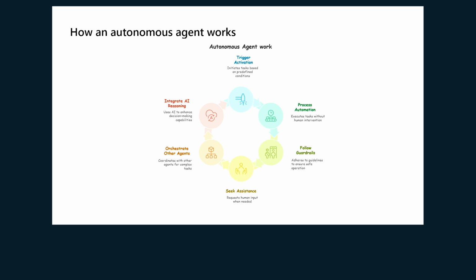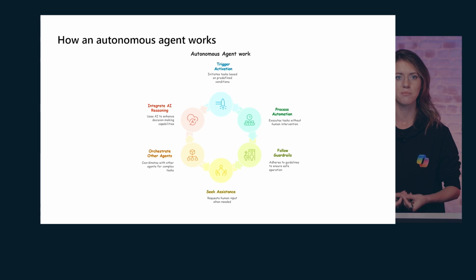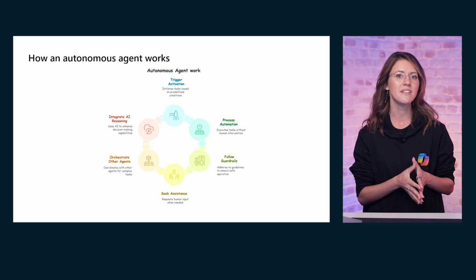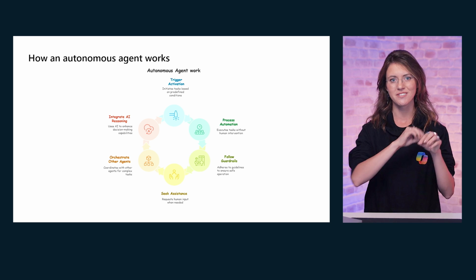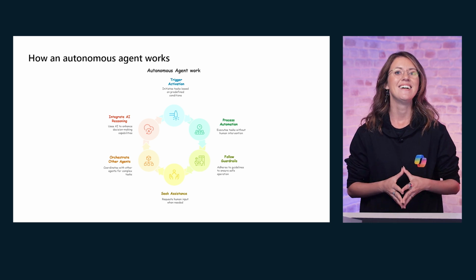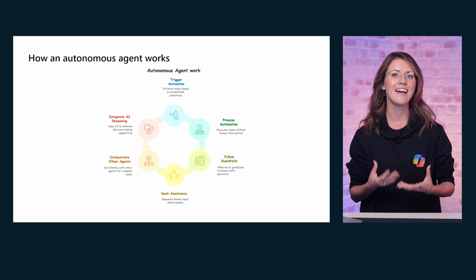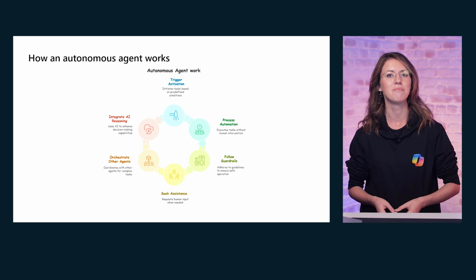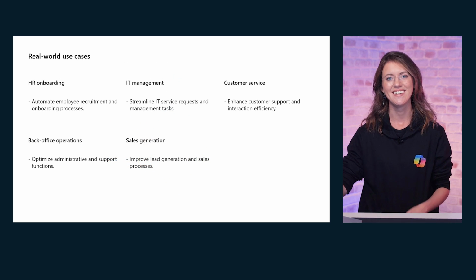If the agent encounters something it cannot handle, it will seek assistance, reaching out to a human for support. In more advanced scenarios, the agent can orchestrate other agents, coordinating multiple workflows across systems. Finally, the agent uses AI reasoning to make smarter decisions and continuously improve its performance over time.